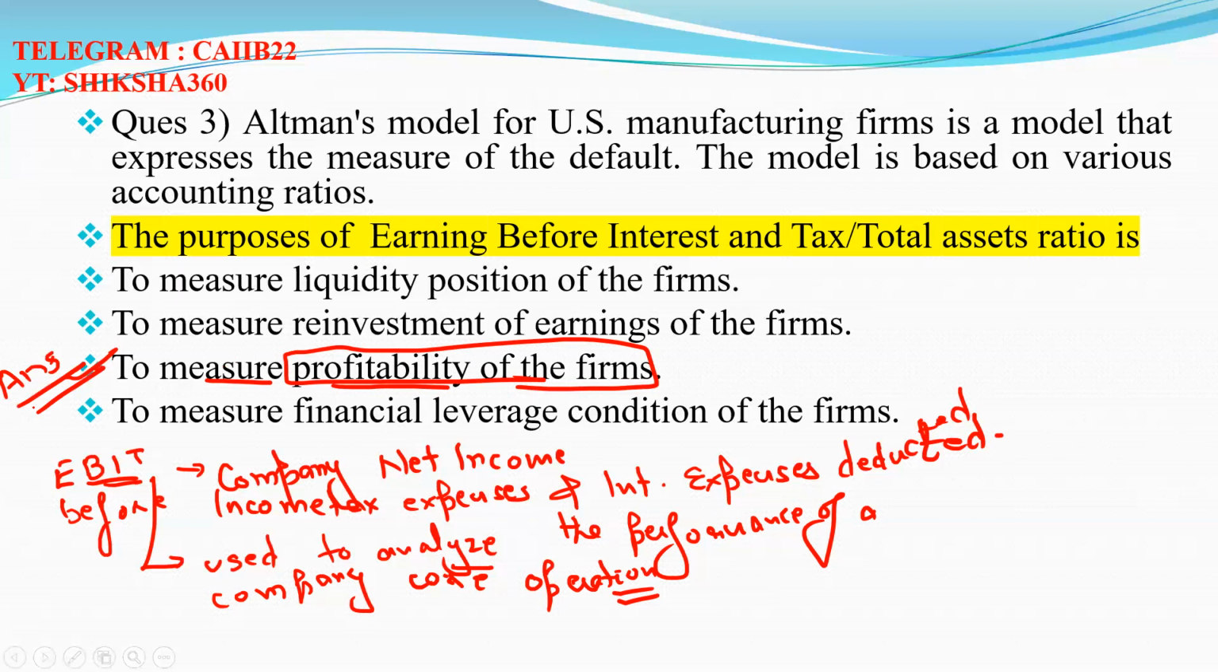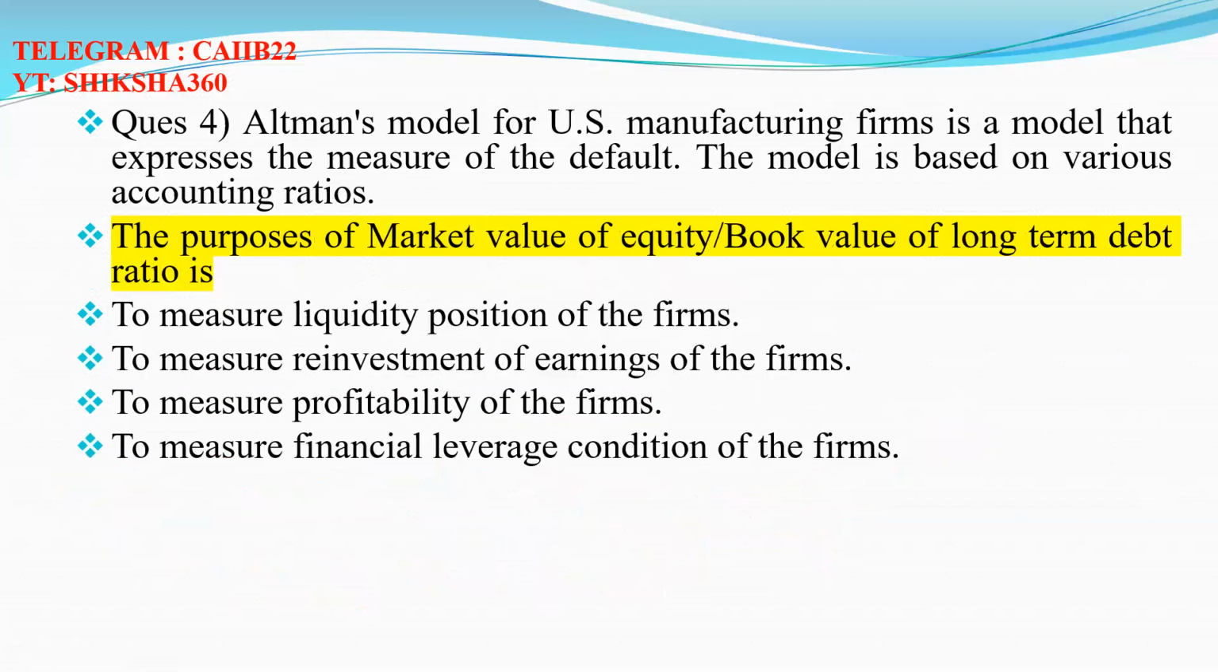Next one, that is the fourth one, that is X4. Basically, what is the purpose of the market value of equity upon the book value of the long-term debt ratio? So what is the answer here?